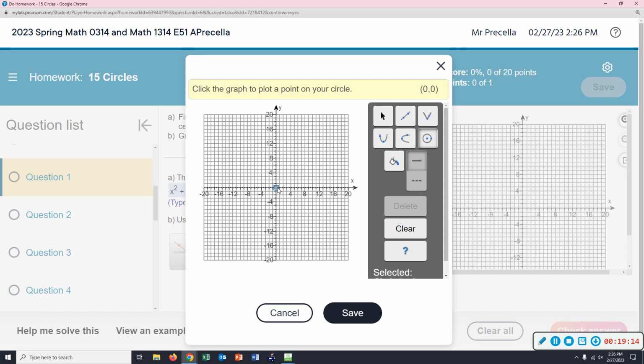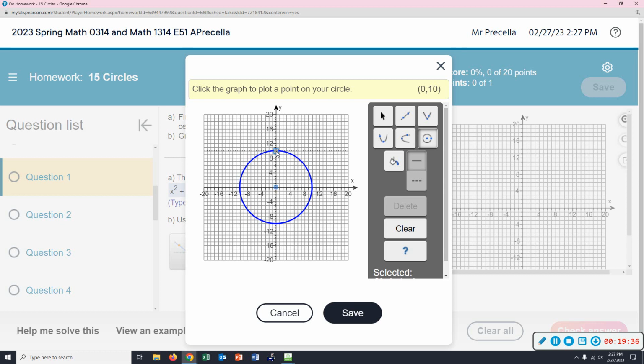And now it says, click the graph to plot a point on your circle. Well, that's where you're going to use the radius. Move over, what was the radius? 10. Move over 10 units. Left, right, up, or down, it doesn't matter. I'm going to move up 10. 8, 9, 10. Have I moved up 10? I'm at the point 0, 10.